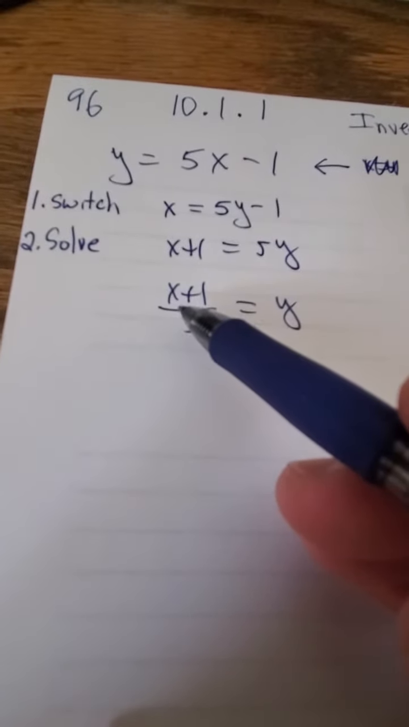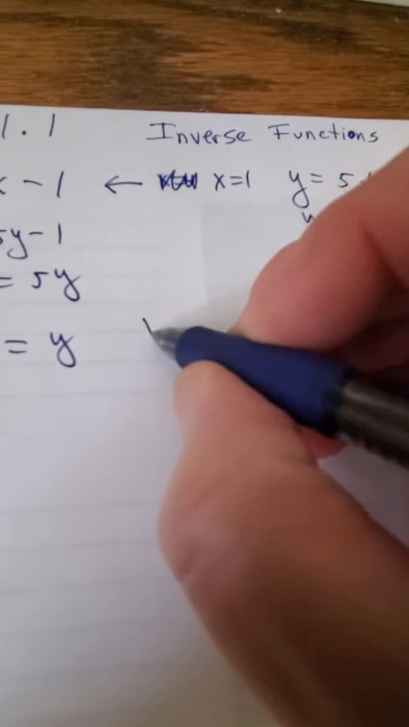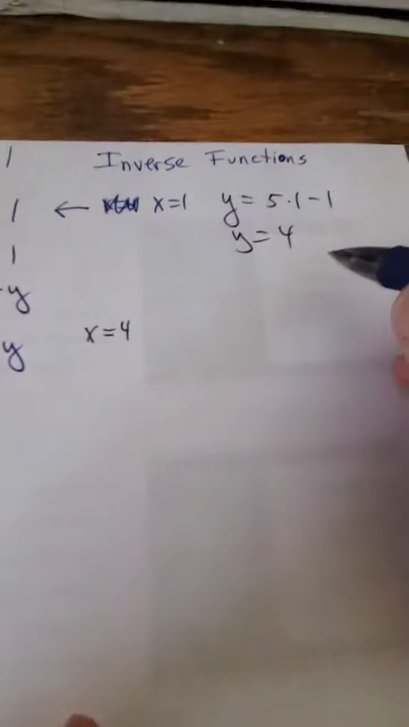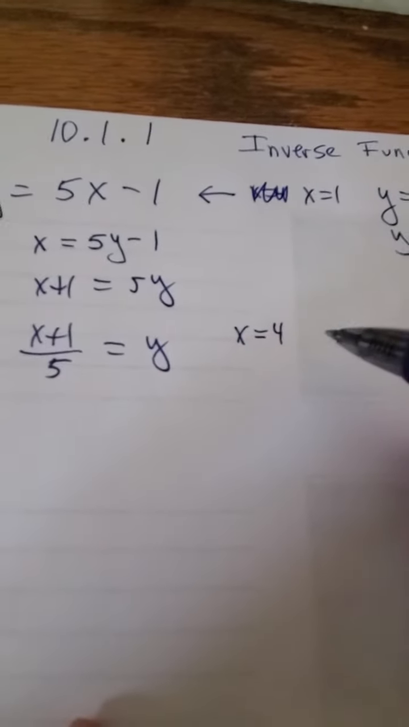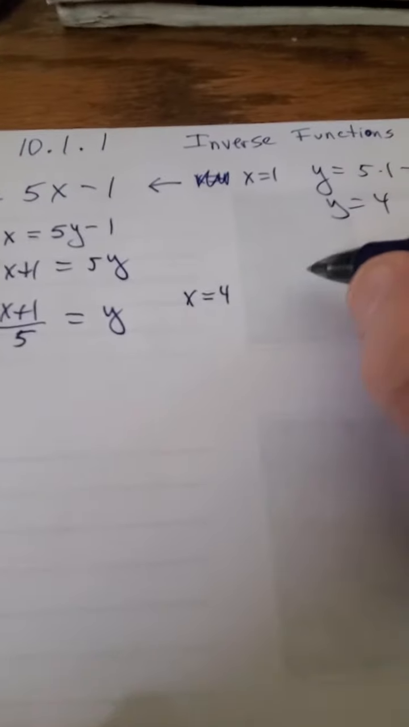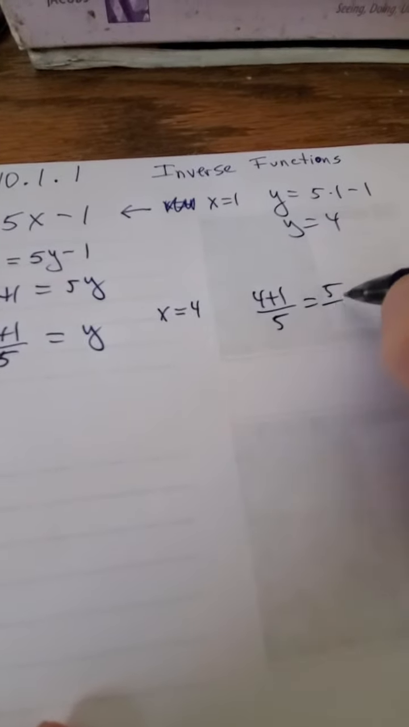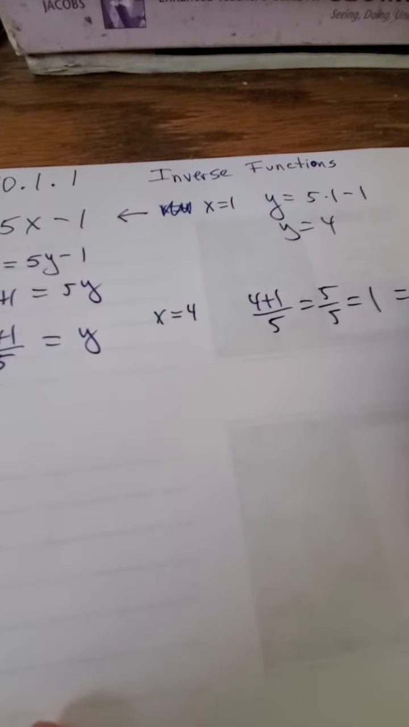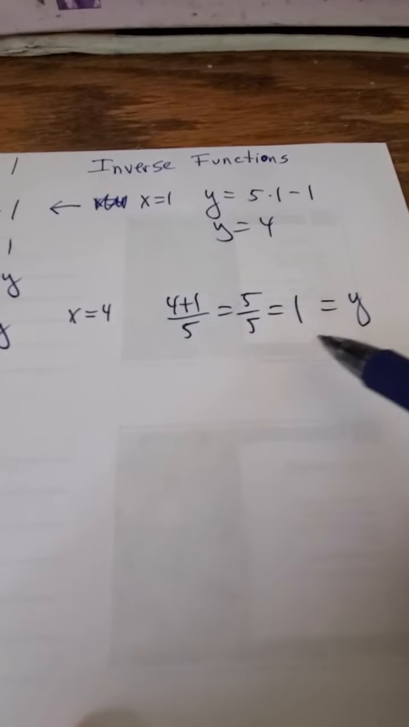Now I'm going to take that 4 and plug it into the x of the second function. That y becomes the new x. So I'm putting in x equals 4, and I get 4 plus 1 over 5, which is 5 over 5 equals 1 equals y. So x equals 4 yielded y equals 1.